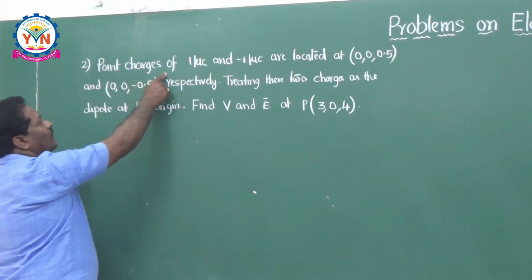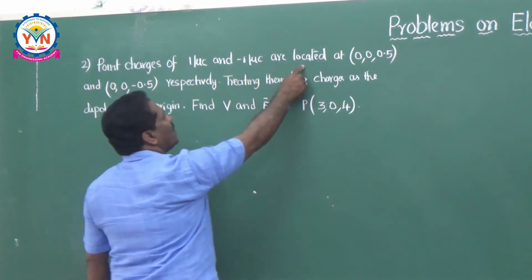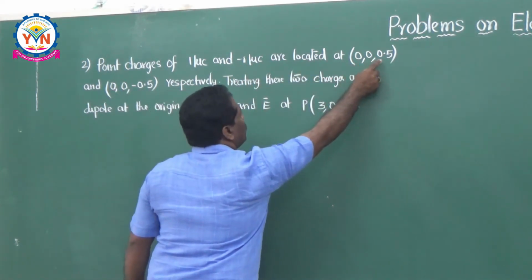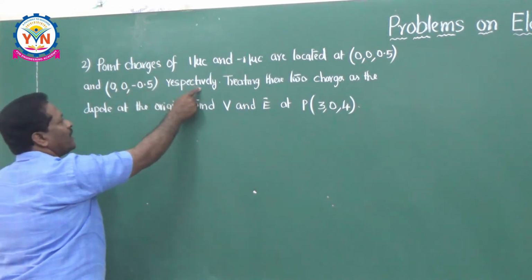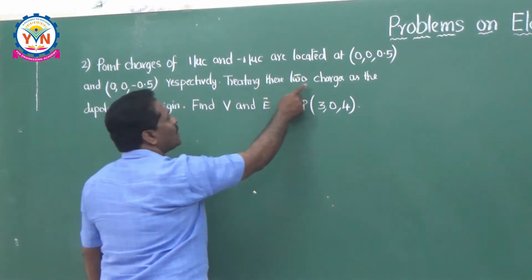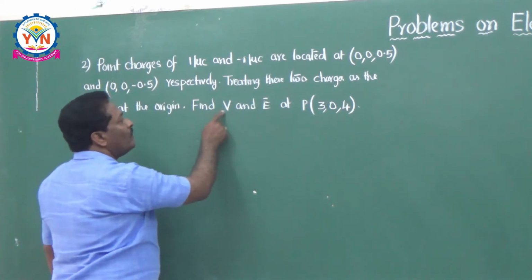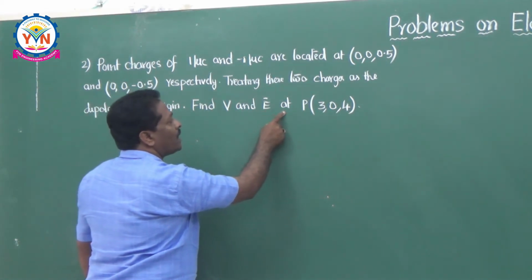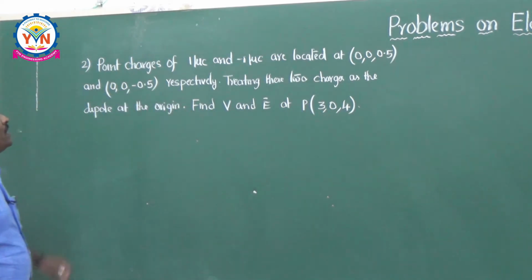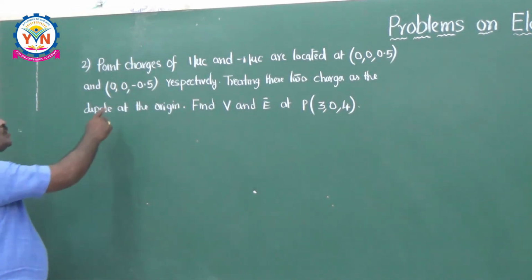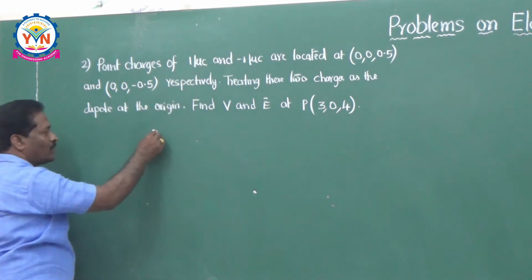Point charges of 1 microcoulomb and minus 1 microcoulomb are located at (0, 0, 0.5) and (0, 0, minus 0.5) respectively. Treating these two charges as the dipole at the origin, find V and electric field intensity at the point P of (3, 0, 4). So it is a dipole. Dipole means two equal and opposite charges, 1 microcoulomb and minus 1 microcoulomb.